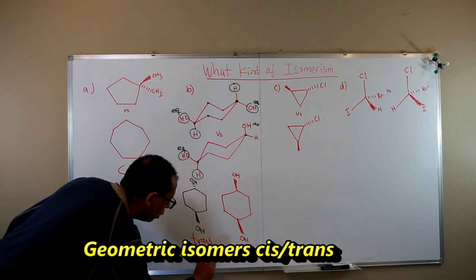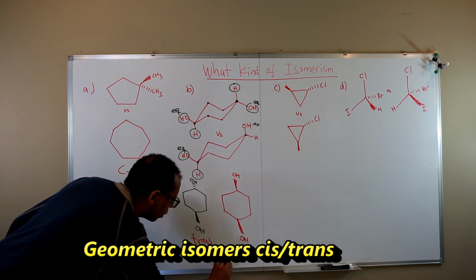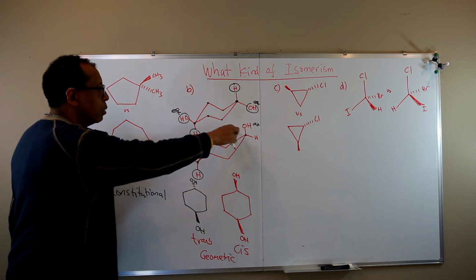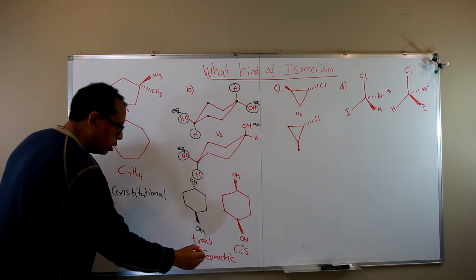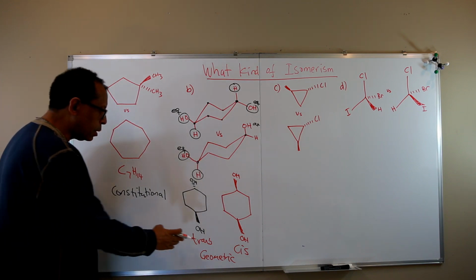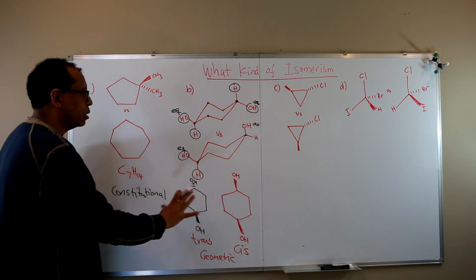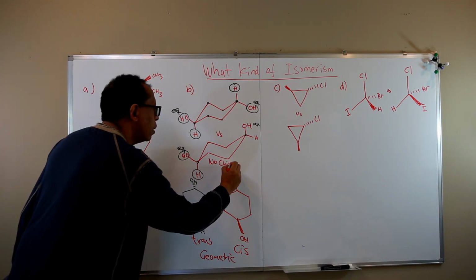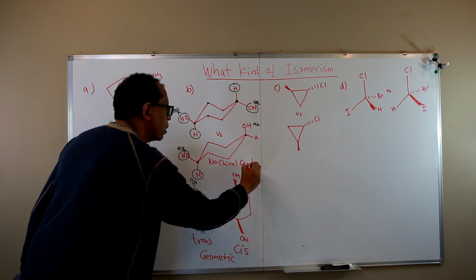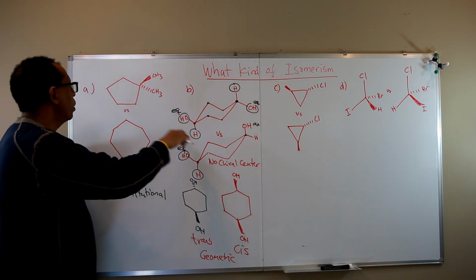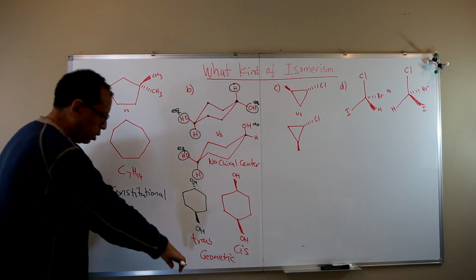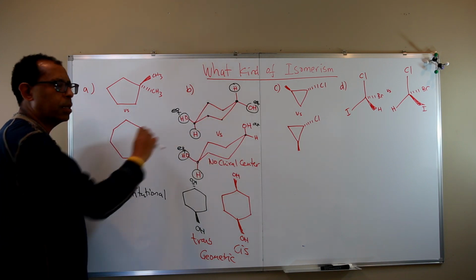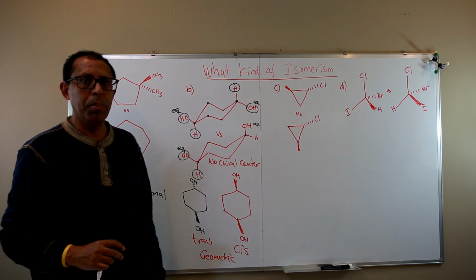This is called geometric. Cis and trans, there is no stereoisomerism between the two because there is no chiral center. So this is geometric isomerism. Trans and cis. They are just trans and cis. No chiral center. Important: in both of them there is no stereoisomerism. Therefore they are just geometric isomers. They are trans and cis cyclohexane compounds.